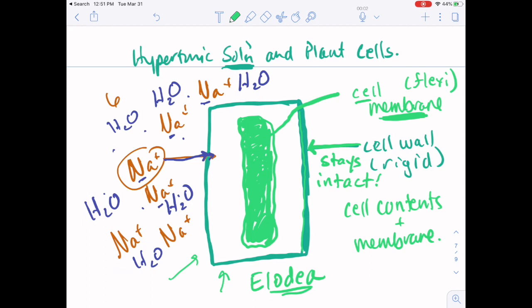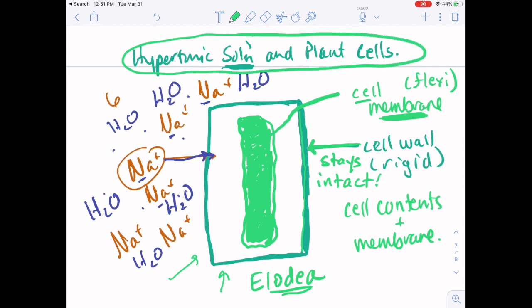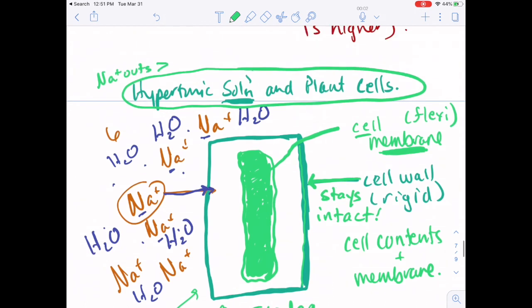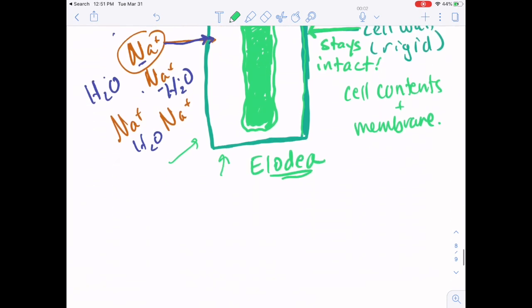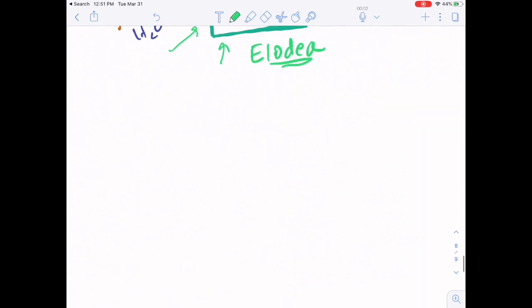So, it looks really obvious under a microscope there. That is a plant cell in a hypertonic solution, right there. So a hypertonic solution is where the sodium content outside is greater than the sodium concentration inside the cell. Let's look at the opposite situation though, because it could happen.